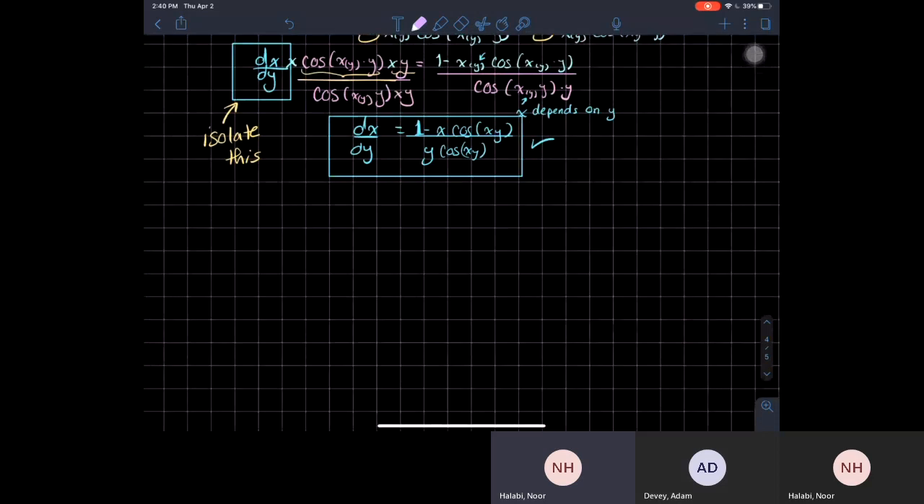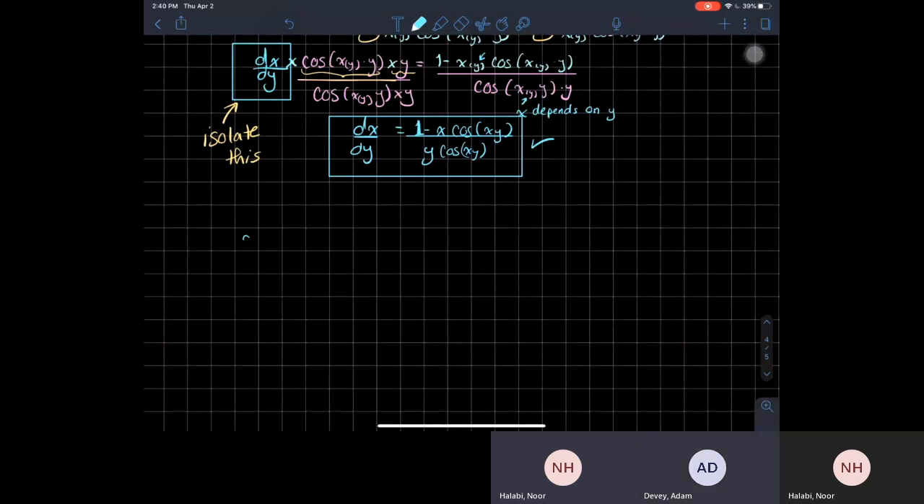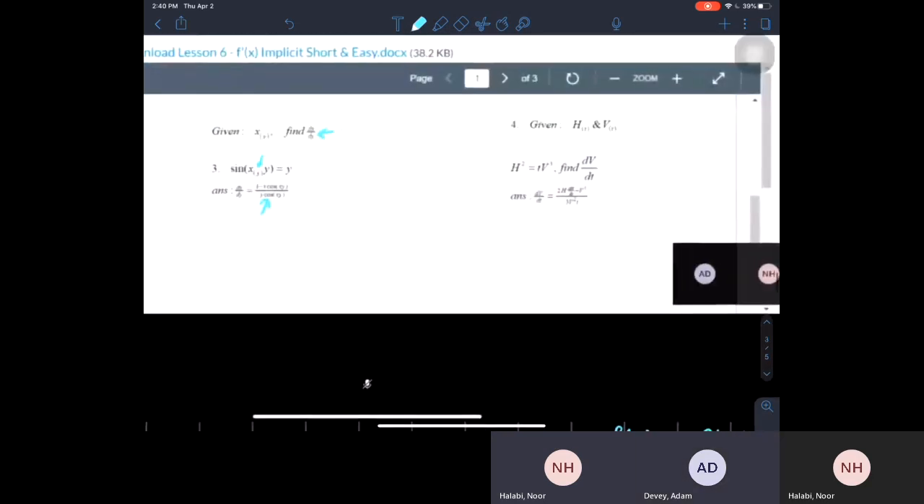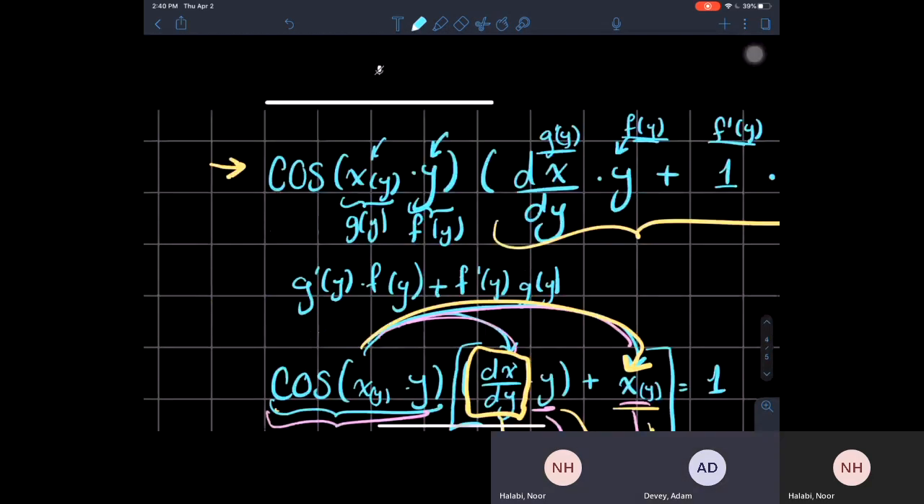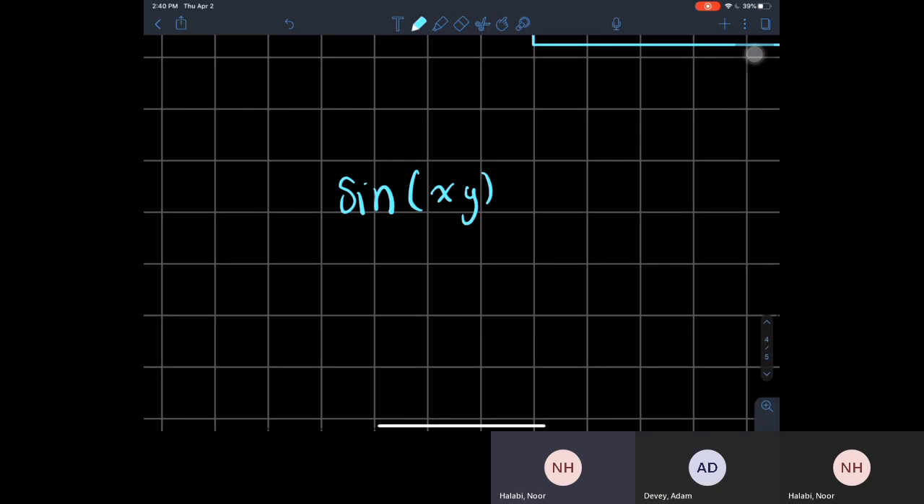So remember the original problem told us we had sine. What was it? Give me a second. Sine, parentheses, xy, right? Yeah, that was it. It was sine xy, equal to y. But we're doing it in terms of y, right? So it's not dy dx, it's dx dy.